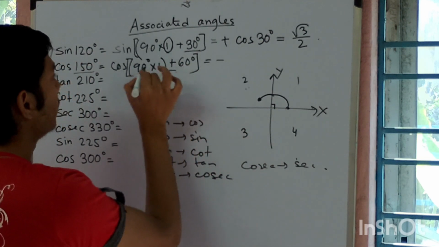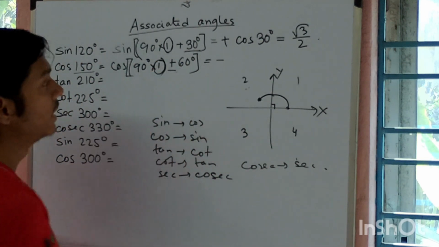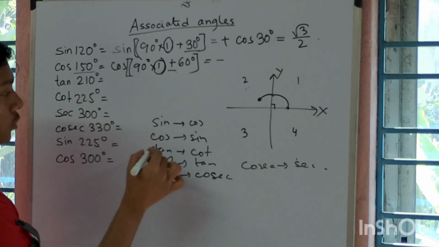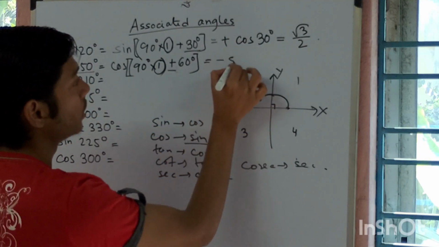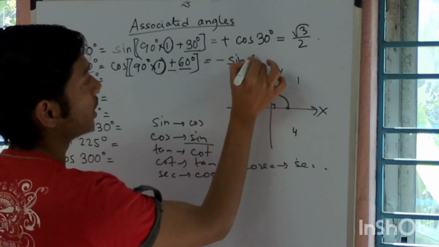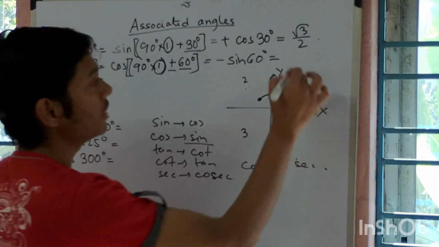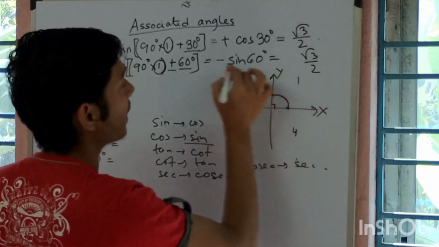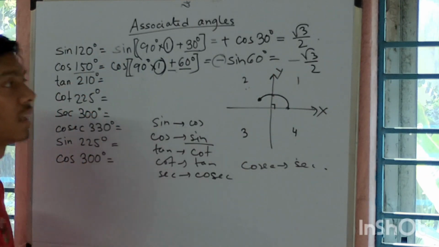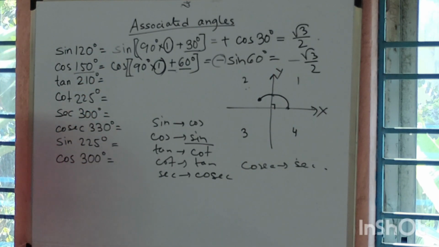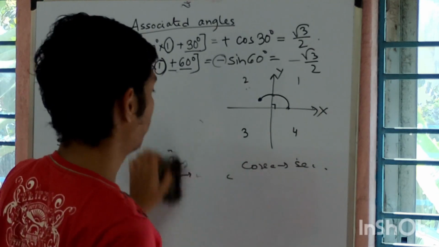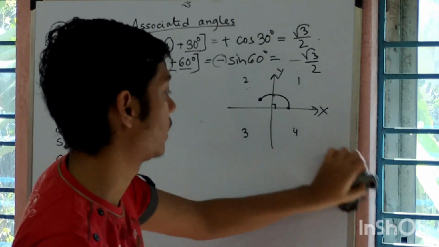Now again 90 degree is multiplied with an odd integer. That's why cos will be transformed into sine. So it will be sine of 60 degree. What is the value of sine 60 degree? Sine 60 degree means root 3 by 2, and minus is there. So I will put this minus as well. Okay, fine. Now I am erasing this thing. I hope you have all noted it down.